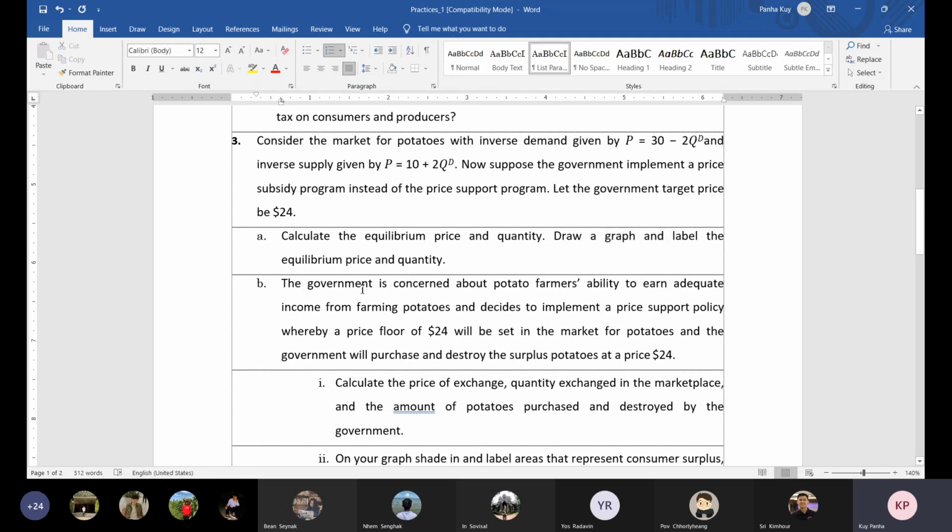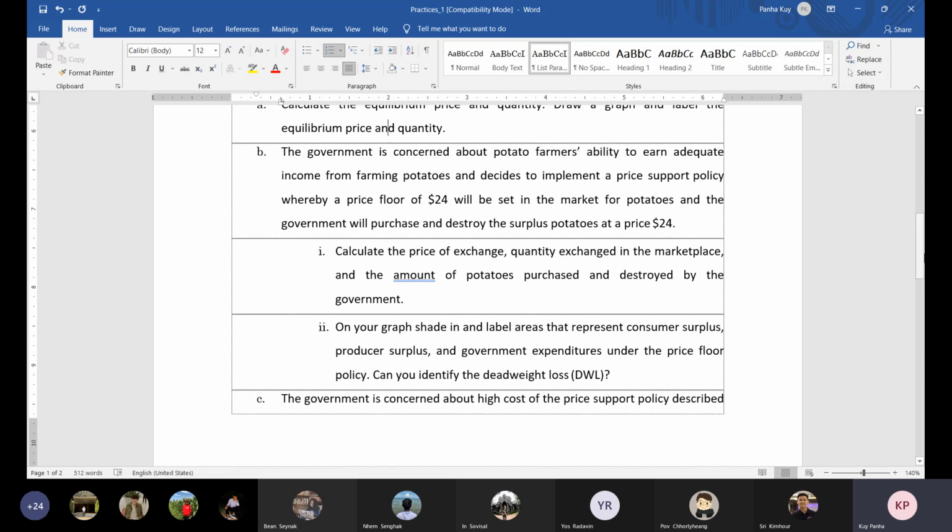And then the second part is that the government is concerned about potato farmers' ability to earn adequate income from farming potatoes and decides to implement a price support policy whereby a price floor, which you already learned, of $24 will be set in the market for potatoes, and the government will purchase and destroy the surplus potatoes at the price of $24. Okay, I ask you to calculate this again, and also graph it again, including the DWL, the deadweight loss. I already discussed some deadweight loss with you.